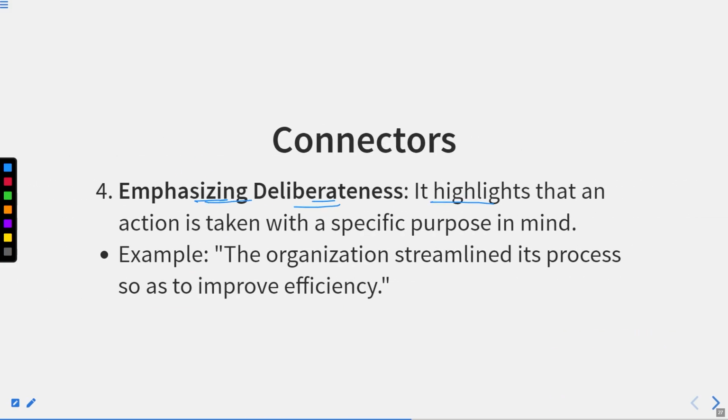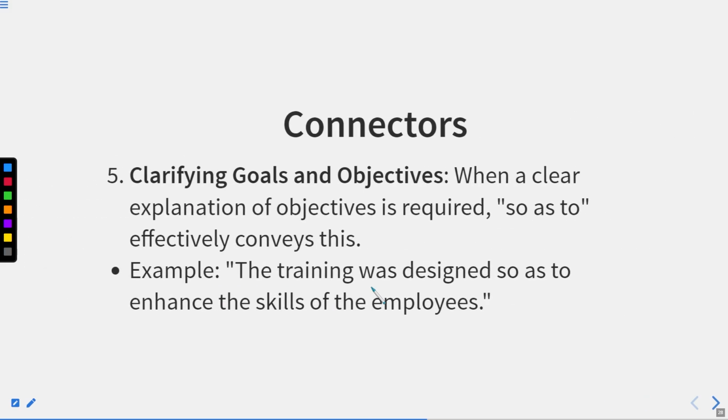Emphasizing deliberateness, it highlights that an action is taken with a specific purpose in mind. It is not done randomly. For example, the organization streamlined its process so as to improve efficiency. So what was the purpose? So that they can improve their efficiency. So this action has been done, you can say intentionally, it is not random.